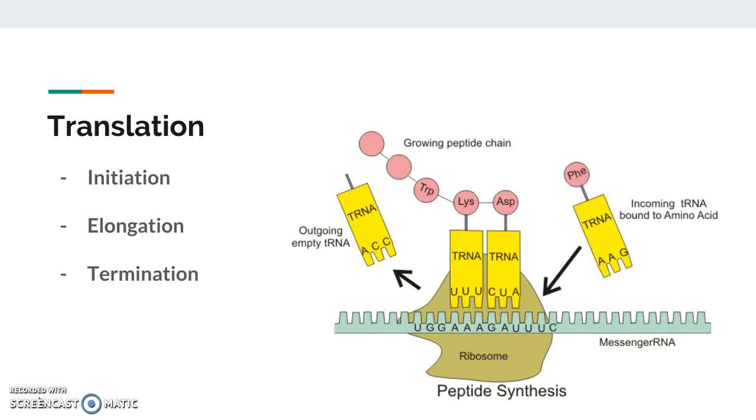In elongation, tRNA transfers an amino acid to the tRNA corresponding to the next codon and continues to make an amino acid chain. In termination, we reach the stop codon. The ribosome releases the ready polypeptide.